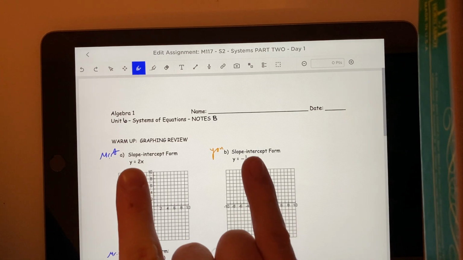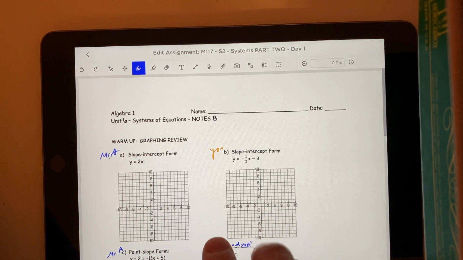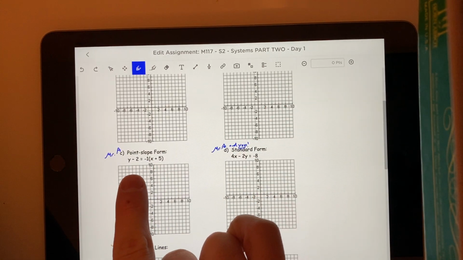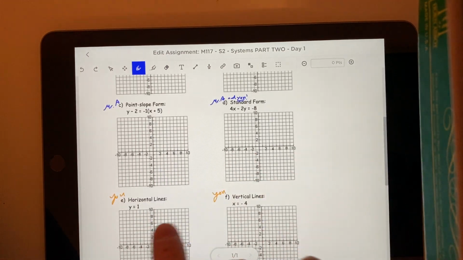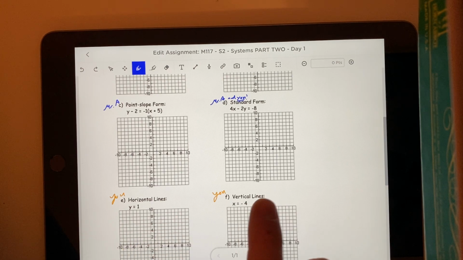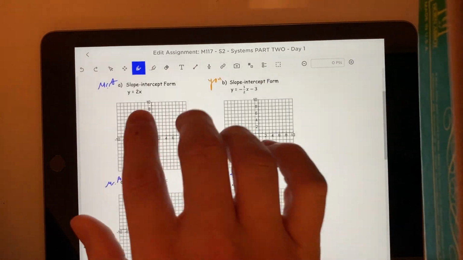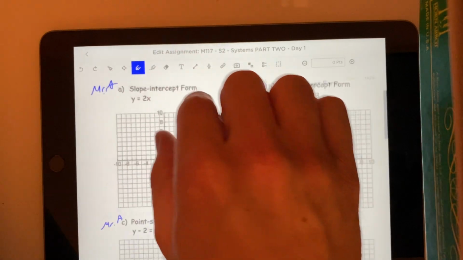So you could see that there's slope-intercept form, which we've done. There's point slope, which we did. Standard form, which is kind of new. And then horizontal, vertical. I think you guys will be great at those. So I'm going to kind of work up here. You do the other ones.